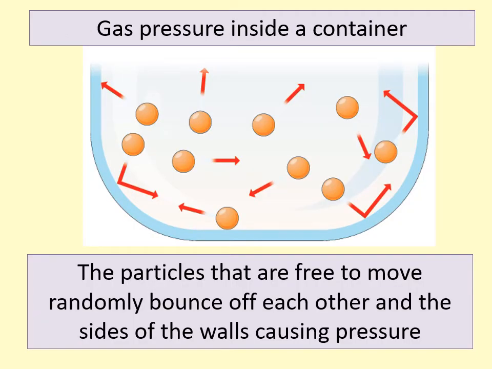So what happens when the gas is enclosed in a container? The particles are free to move randomly, and they bounce off each other and the sides of the wall, causing pressure. When you increase the temperature, you increase the movement of the particles. They move vigorously and hit the walls of the container, and that increases the pressure on the container. It can blast and can lead to a fire, as you have seen in the video. So basically, by increasing the temperature, you increase the movement of the particles, which increases the pressure due to the increase in force.